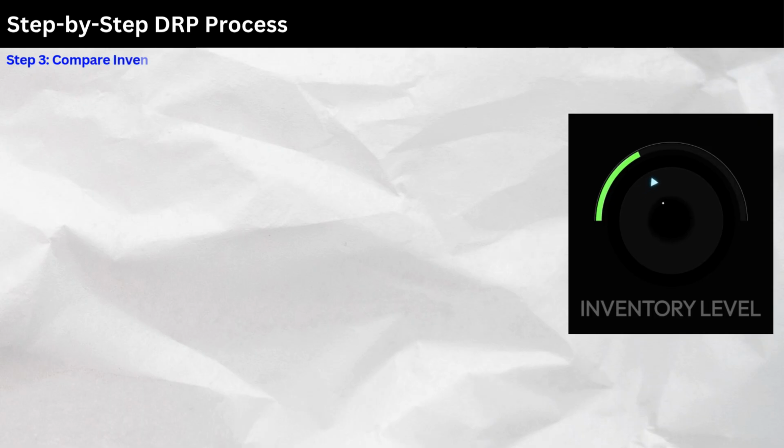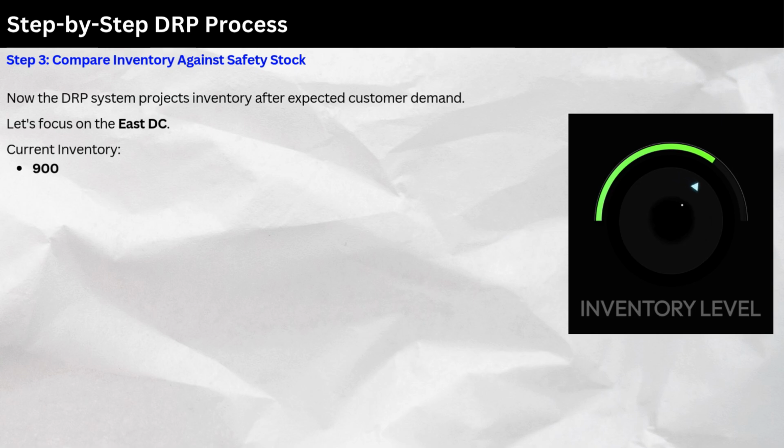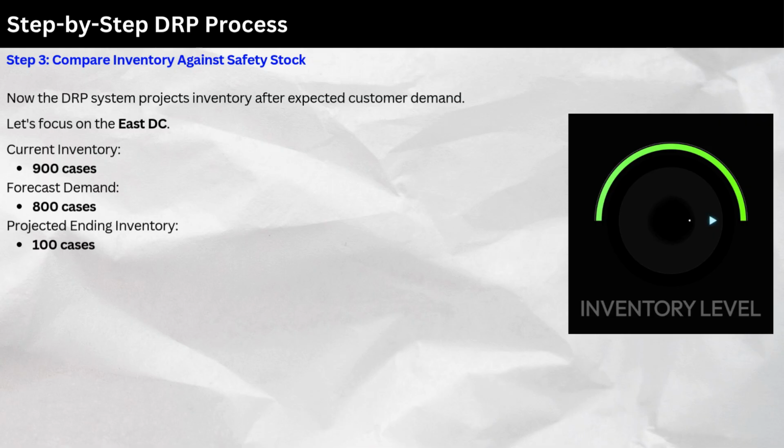Step 3. Compare inventory against safety stock. Now the DRP system projects inventory after expected customer demand. Let's focus on the East DC. Current inventory, 900 cases. Forecast demand, 800 cases. Projected ending inventory, 100 cases.